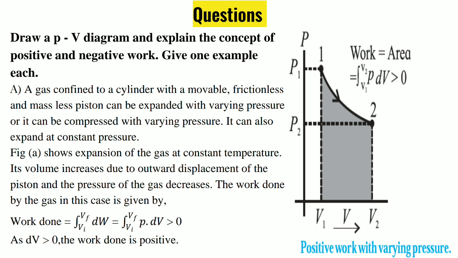The work done by the gas in this case can be written as work done equals integration from Vi to Vf, that is volume initial to volume final, of dW. After integrating, dW can be substituted as PdV, which is greater than 0. Why is it greater than 0? Because volume is increasing, and volume increasing means work done is positive in this case. So we can write that the change in volume is greater than 0, and as change in volume is greater than 0, work done is positive.